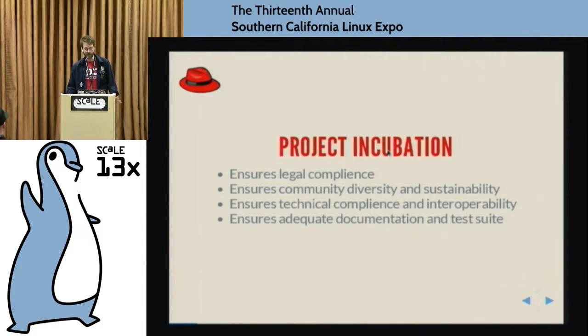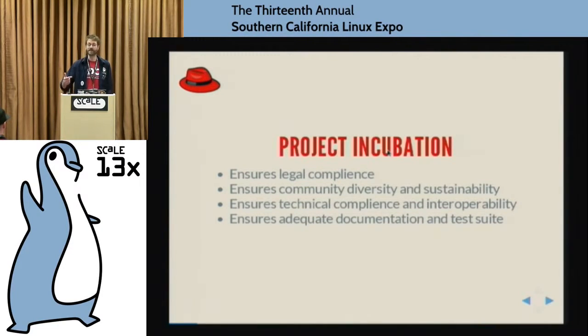And the incubation period ensures that before a project actually becomes part of the official release, it is measuring up to the standards of the community as a whole. And one of the cool things about the incubation project is that a year ago, the standards for incubation were considerably raised so that a project had to pass a higher bar. But that wasn't good enough.